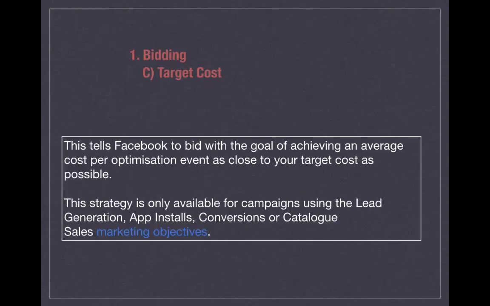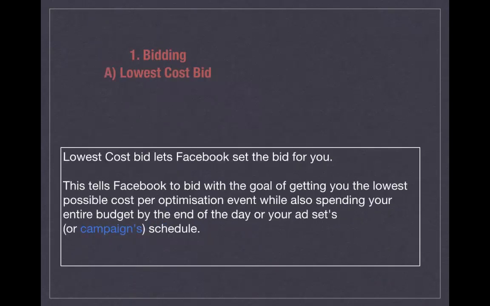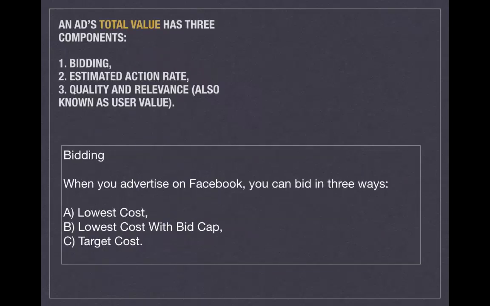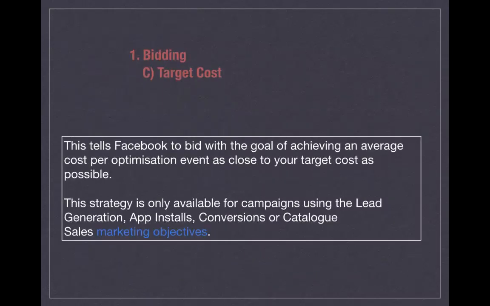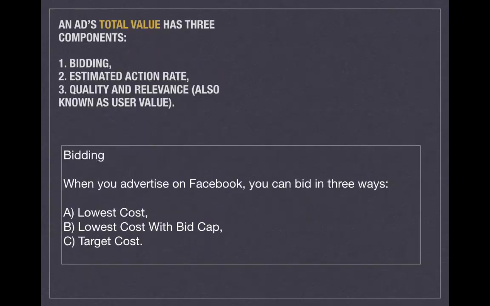Second is lowest cost with bid cap. This is point B. I thought that point B was missed here, but let me explain to you the meaning of lowest cost with bid cap.